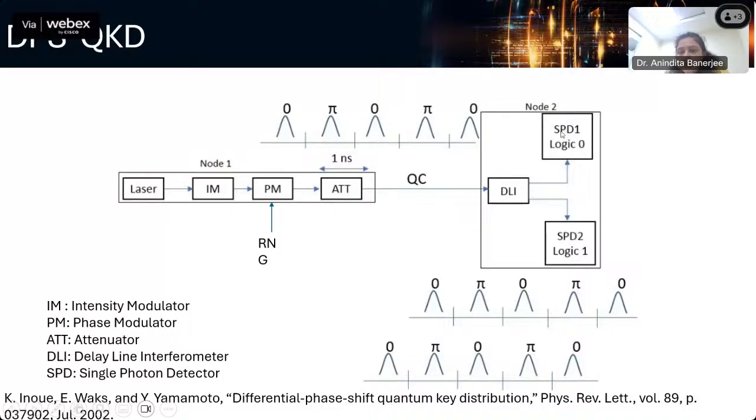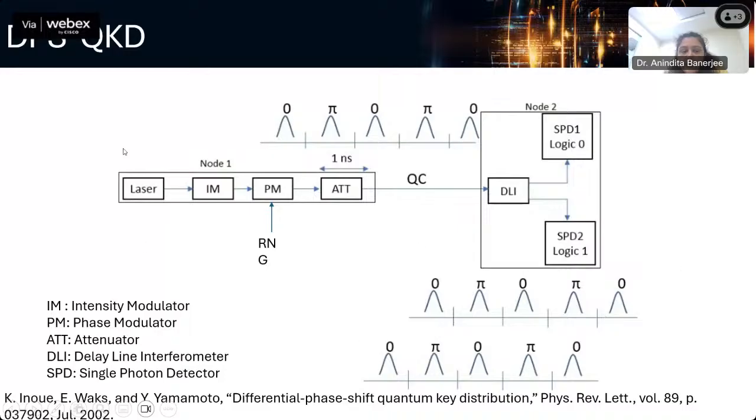SPD is not spontaneous parametric down conversion. Here, 1 and 2 are actually single photon detector 1 and single photon detector 2. Whatever SPD1 detects, I will consider it as logic 0, and whatever SPD2 detects, I will consider it as logic 1. So I will be getting a binary sequence at the output.